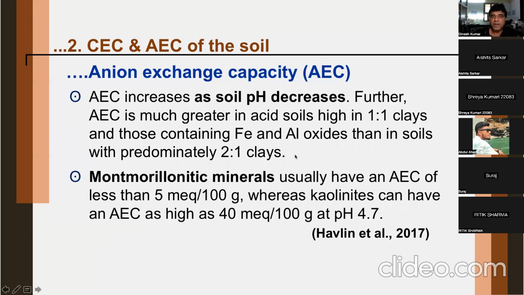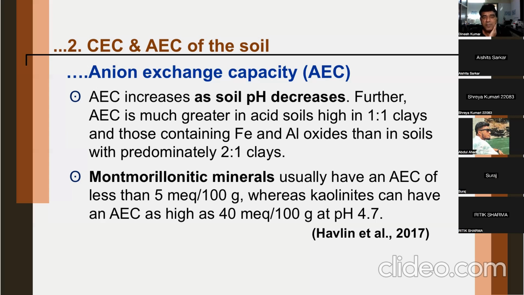Anion exchange capacity increases as soil pH decreases. We already discussed it. Further, anion exchange capacity is much greater in acid soils, high in 1:1 clays, that is kaolinite, and those containing iron and aluminum oxides than in soils with predominantly 2:1 clays. So you know, in acid soils, these iron and aluminum oxides dominate, and they also have some positive charges. Therefore, they attract the negative charges or anions.